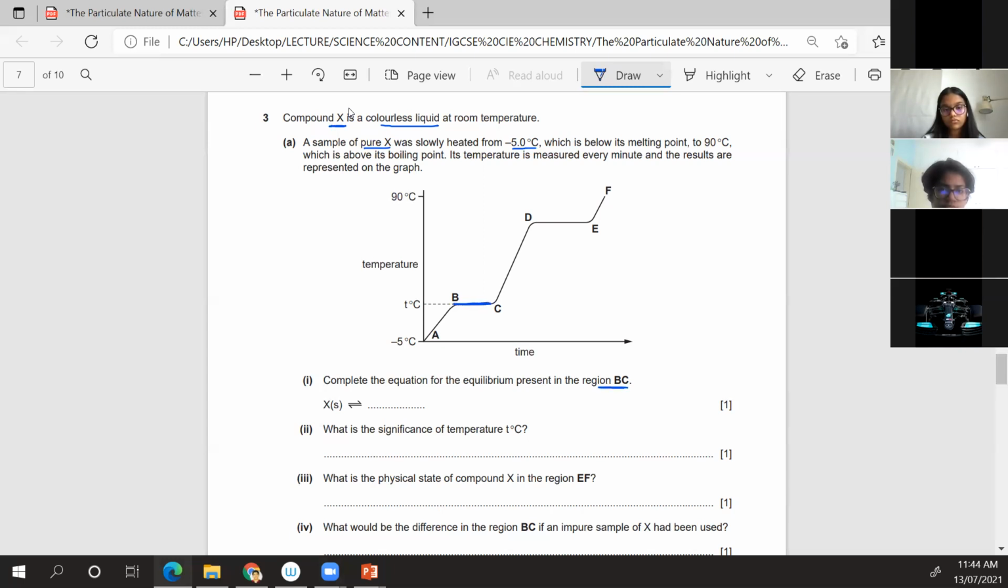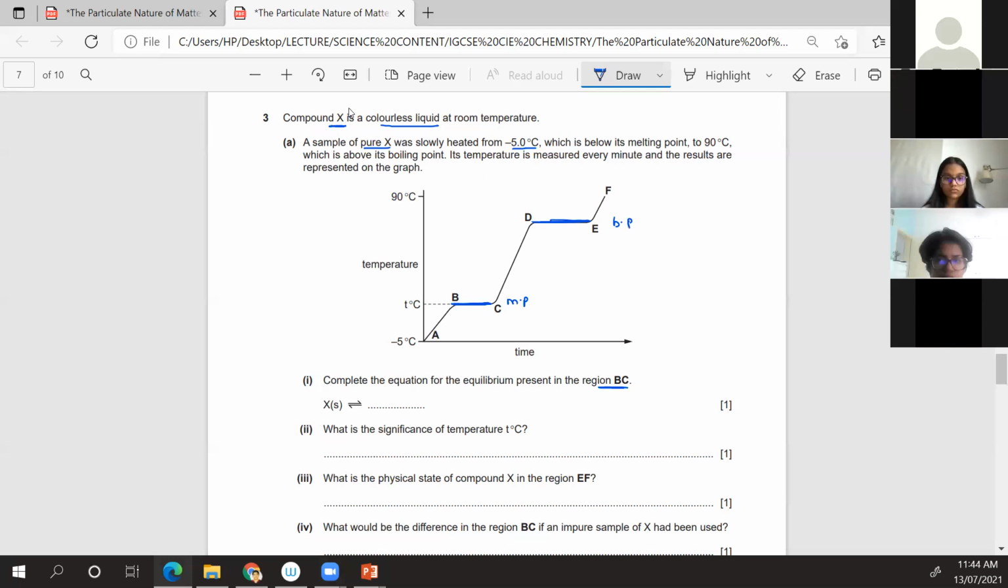Now for BC, there will always be two stationary phases, meaning two horizontal lines. One line will be the melting point and one line will be the boiling point. That is what it will be for every heating or cooling curve. So the BC region is the melting point. Tell me what will be the state? X solid. What will be on the right hand side? X liquid. Yes, it will be X liquid.